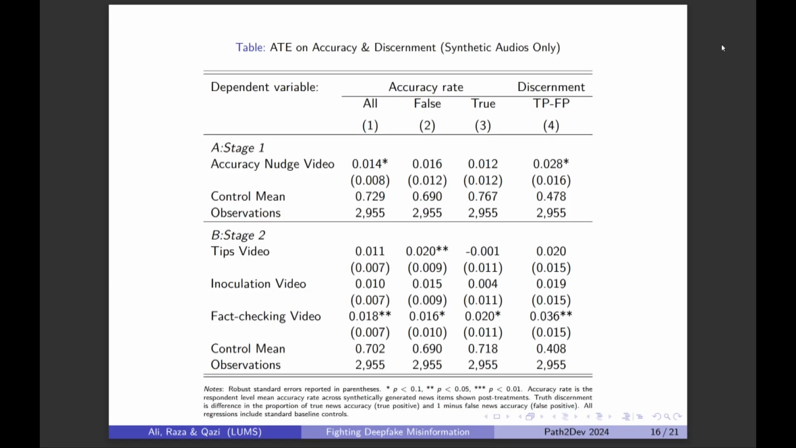If you look at synthetic audios only, remember these are what we were thinking about as the more sophisticated forms of misinformation. So this column would be your deepfakes, right? You find more pronounced effects. You find an effect also of the accuracy nudge video, and nothing for the inoculation video, but again the same pattern for the tips video, and similarly for the fact-checking video. Both these treatments are improving accuracy, and these effects are more pronounced for synthetic news types.